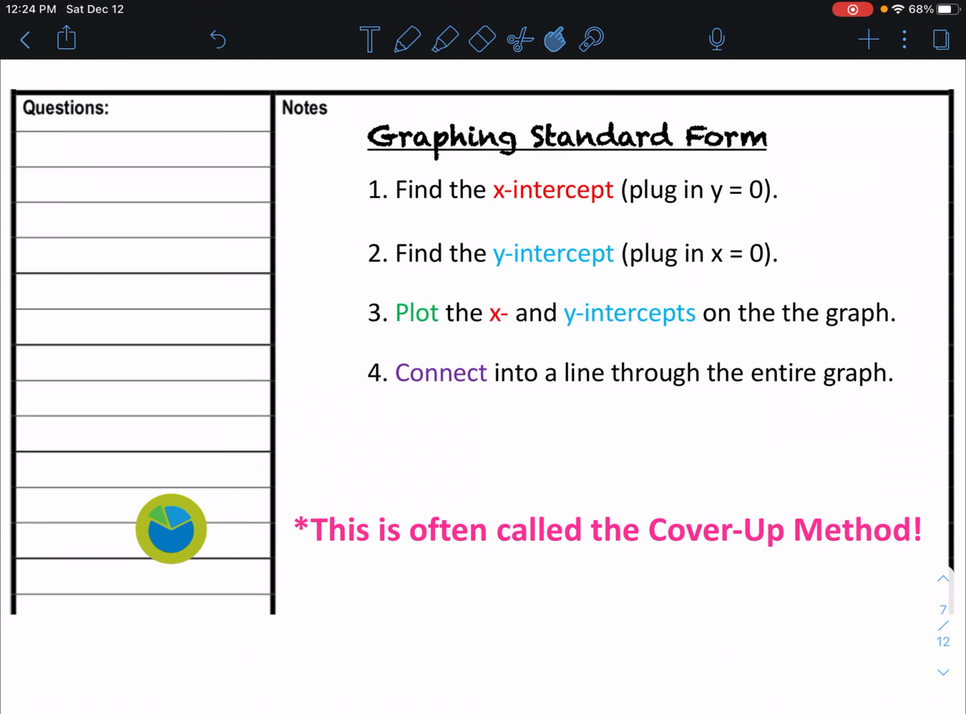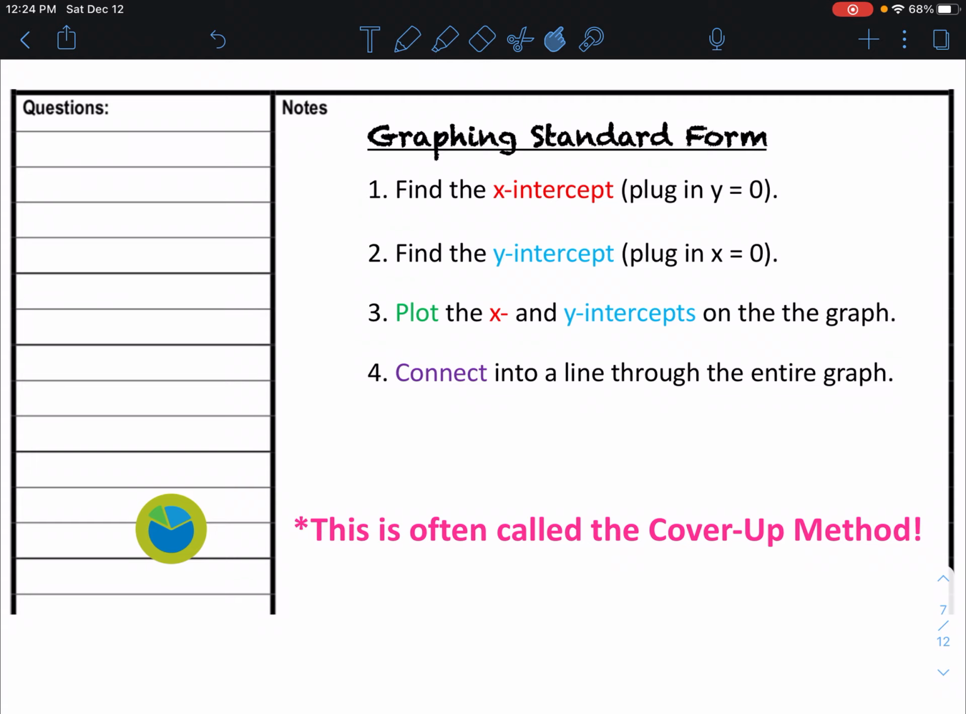All right, so graphing standard form. How do we do this? We find the x-intercept by plugging in y equals 0, 0 for y. Then we find the y-intercept and we plug in 0 for x. We're going to plot those two points on the graph and then just connect the line all the way through the graph. Once again, you can see here at the bottom, this is also often called the cover-up method, which is kind of what we've been talking about.